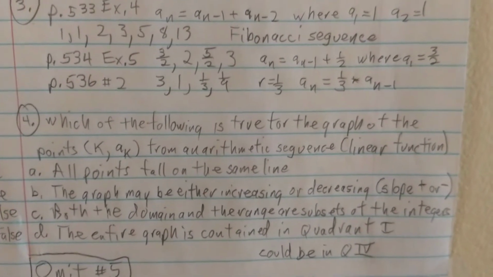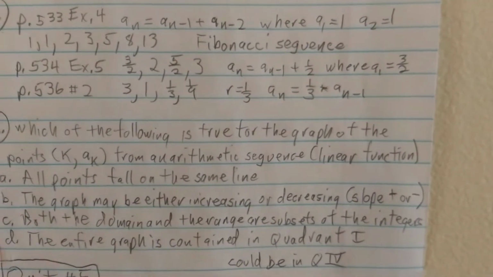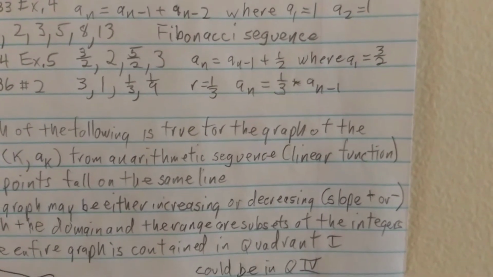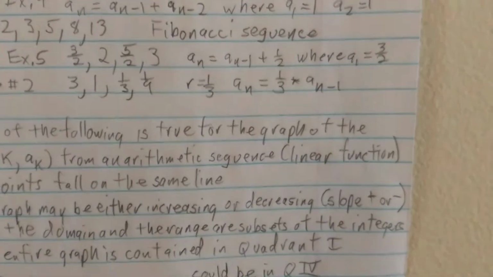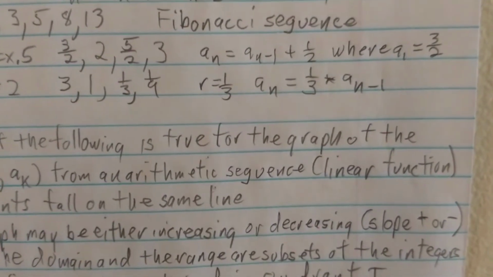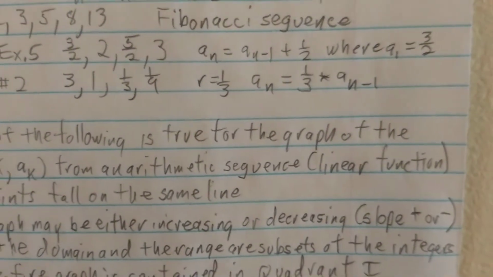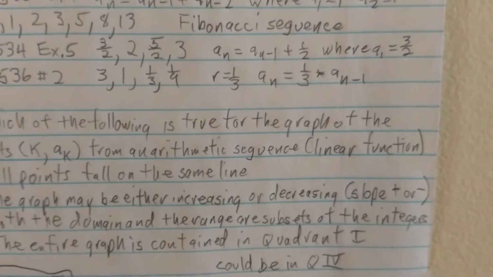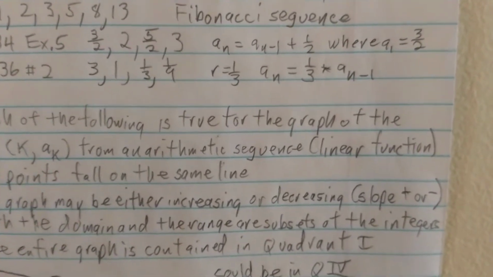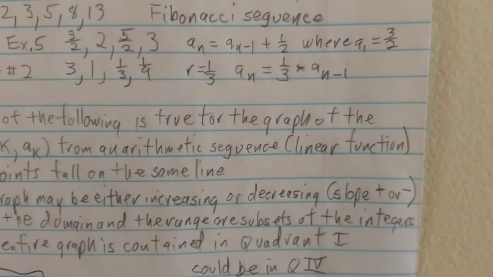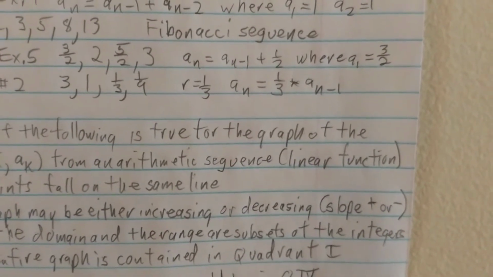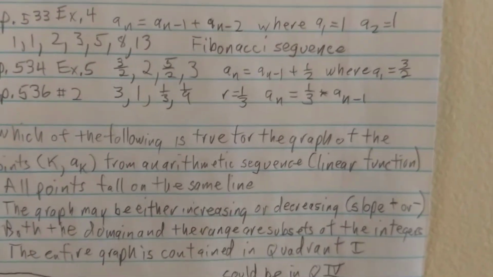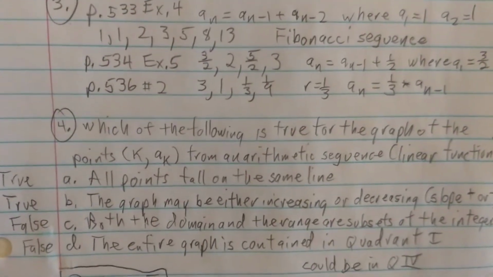So now on page 534, example 5, we had a simple sequence, 3 halves, comma 2, comma 5 halves, comma 3, and if you see that, that's just adding 1 half to each term. So we can represent that as a finite arithmetic sequence, and that's done best recursively. So a sub n, the current term, is a sub n minus 1, the last term, plus 1 half, and we have to specify where the first term equals 3 halves.